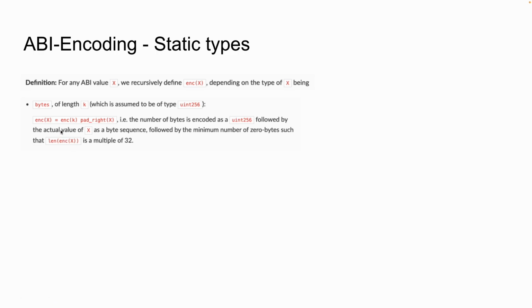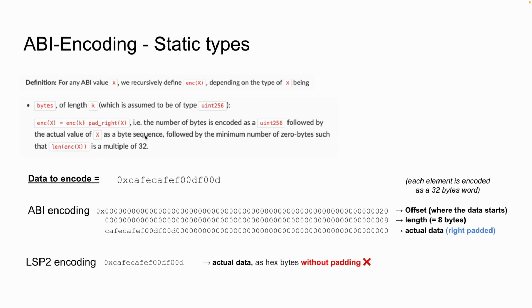So let's first start with the bytes type, which is a byte string of length k. The encoding function for that is basically 2 words. We'll see there's actually 3 words. It's the number of bytes encoded as a uint256, followed by the actual value. Both of these words are 32 bytes long. And let's look at the example.